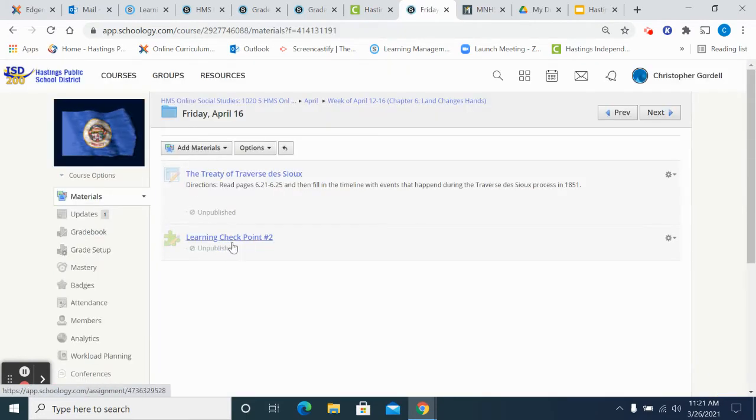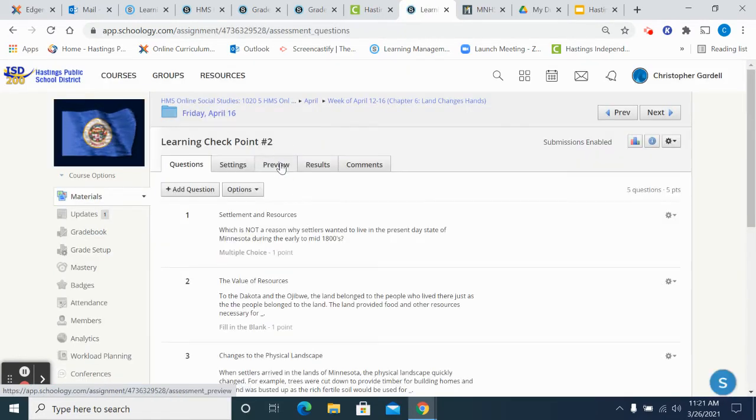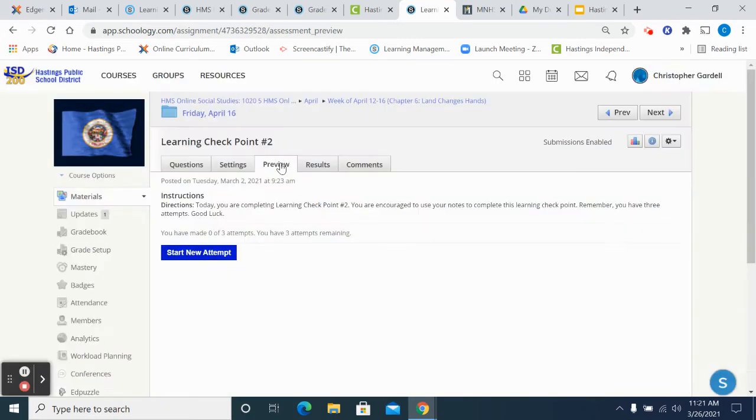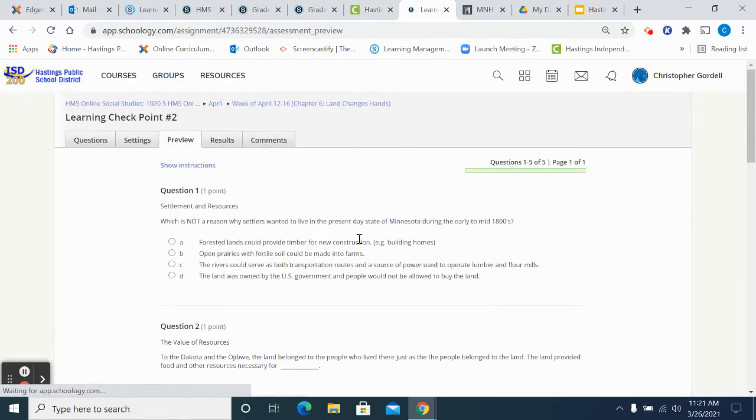But I'm going to pull up learning checkpoint number 2. You're actually going to see it right now. And boom, there you go. You'll notice you have 3 attempts.